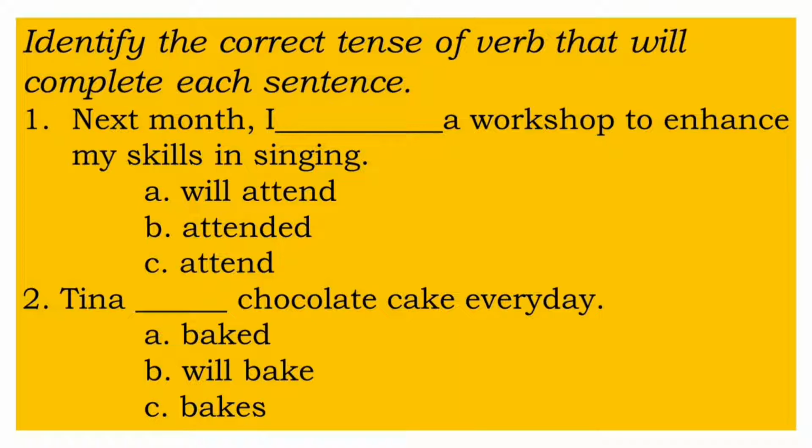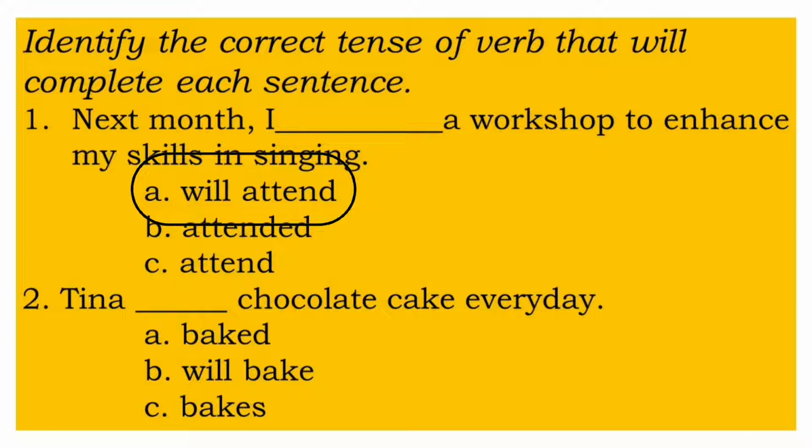Class, for our next activity, identify the correct tense of the verb that will complete each sentence. For number 1, next month, I blank a workshop to enhance my skills in singing. Letter A, will attend. B, attended. Letter C, attend. The correct answer is letter A, will attend.